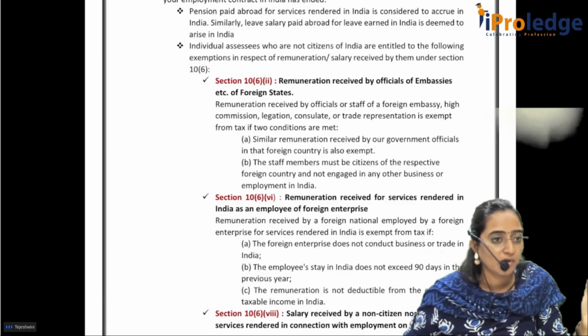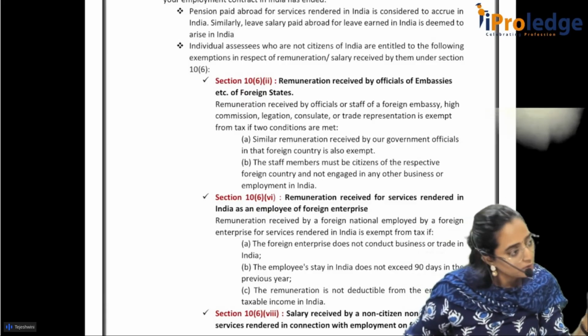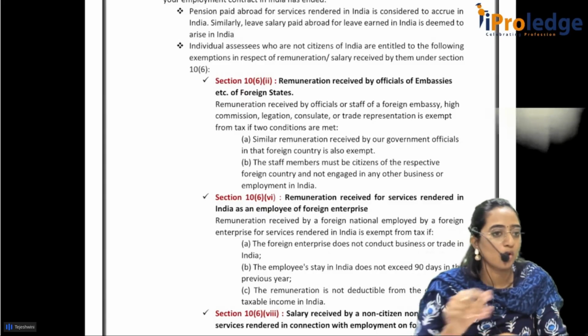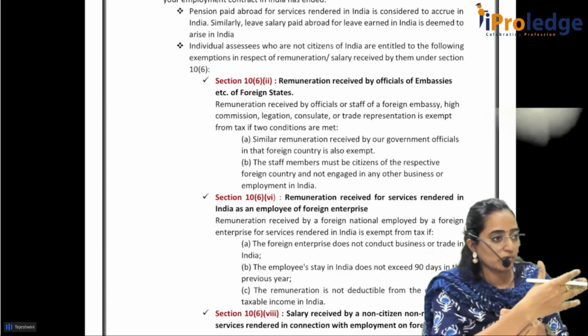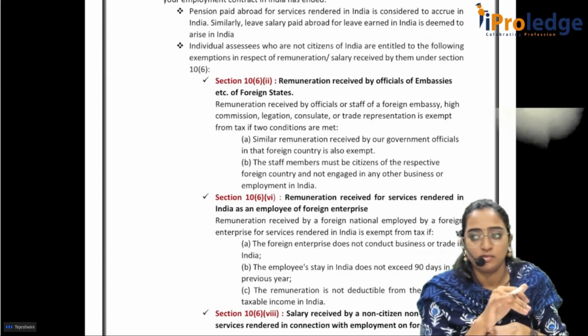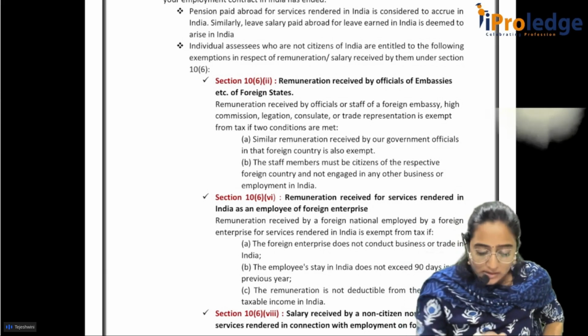Understanding? Because the government is paying salary to its officials, we are paying salary to our officials. Where we are paying, we will collect the tax; where you are paying, you collect the tax. Simple. This is one condition.